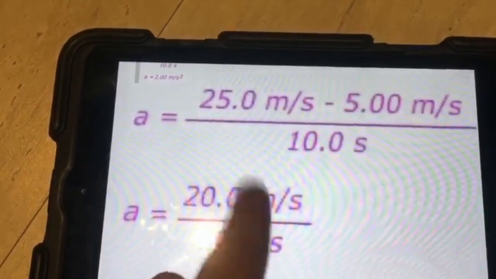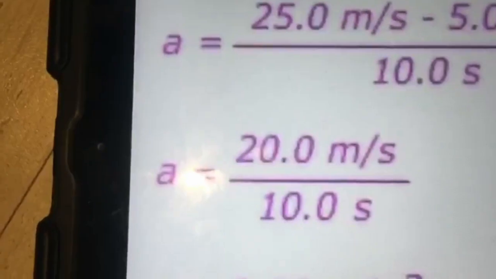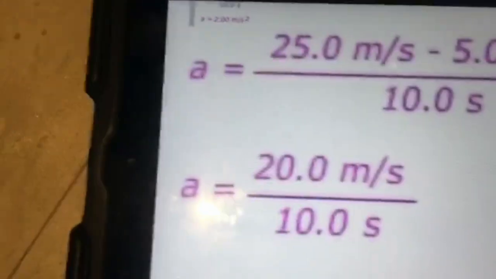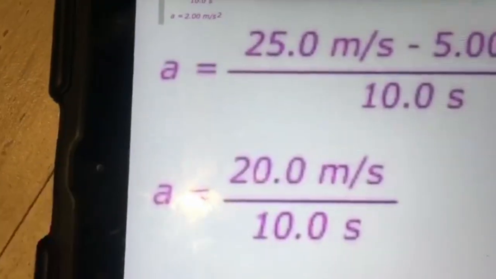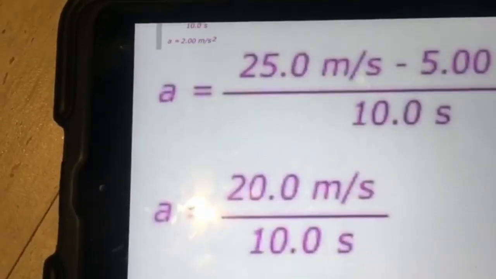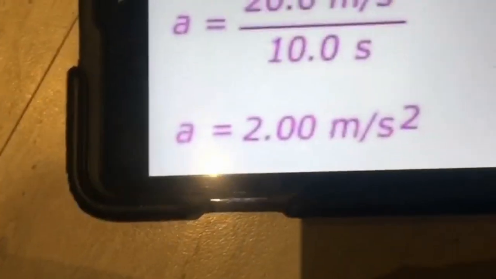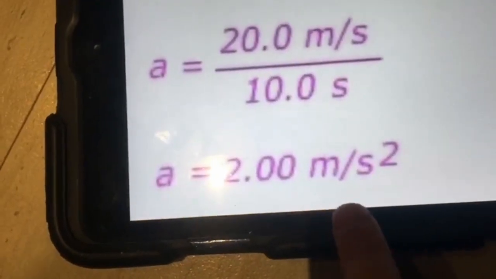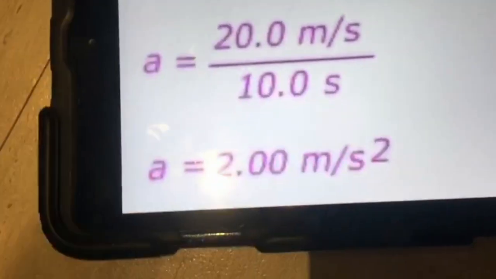When you subtract 25 minus 5, it will be 20 meters per second over 10 seconds. So you will cancel the seconds because it's up and down, and divide 20 by 10. So finally it will be 2 meters per second squared, and that will be your answer.